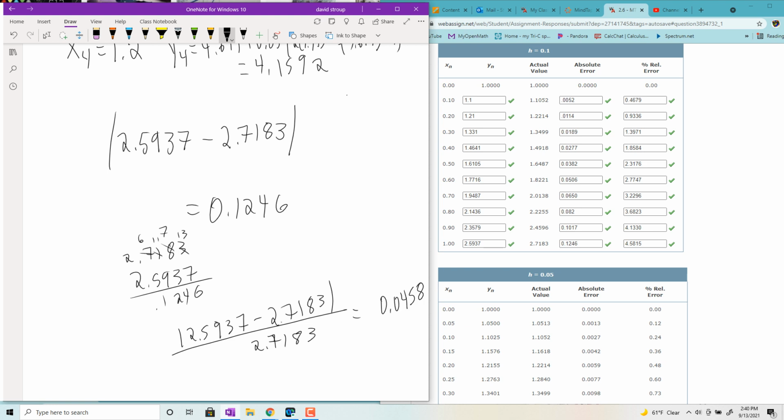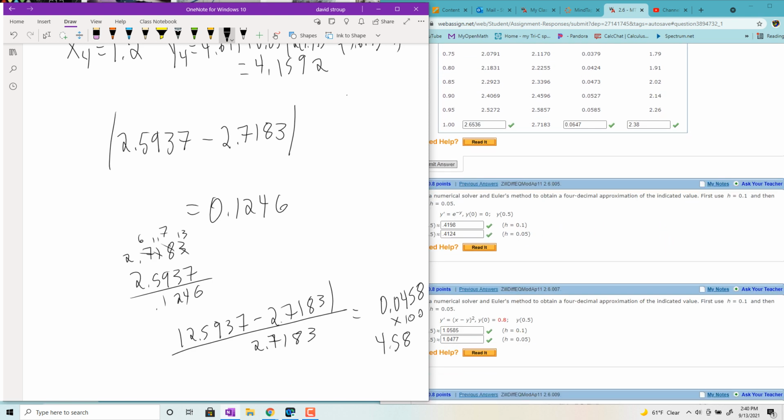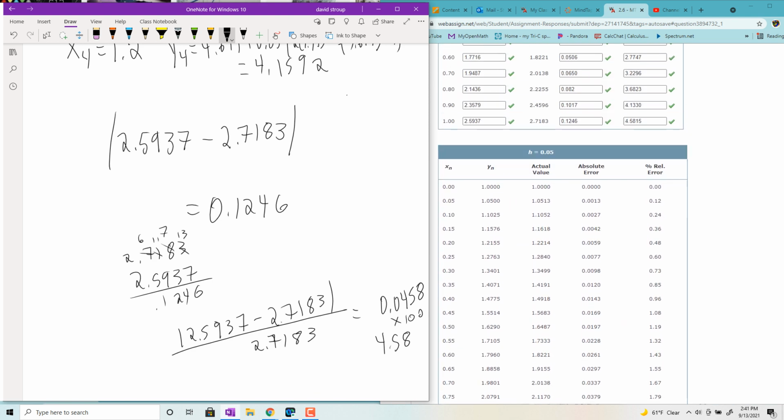Well, this thing is 0.0458 something. Okay, and if you multiply it by 100, you'll get 4.58, whatever their approximation is. So you're going to have to finagle that. Like I said, if your approximations are way off or something, let me know.